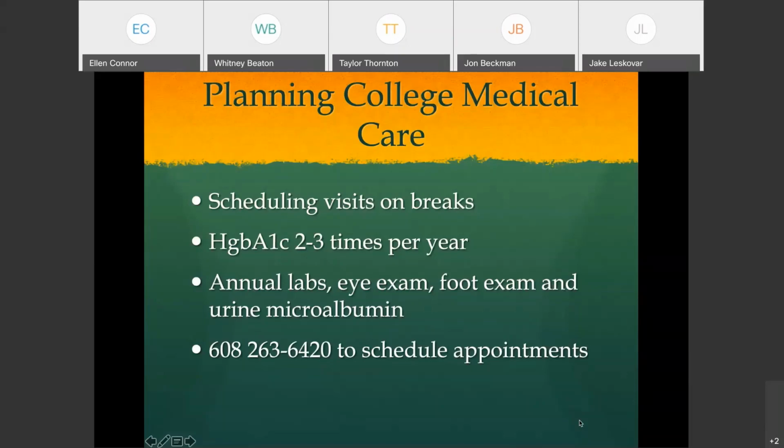The other thing is that when you're coming for those two or three visits a year, one of them should include your annual labs, including a urine microalbumin to make sure kidney function looks good. One of them should include a foot exam, and it would be good to schedule an eye exam. The timing on the eye exam is changing a little bit.